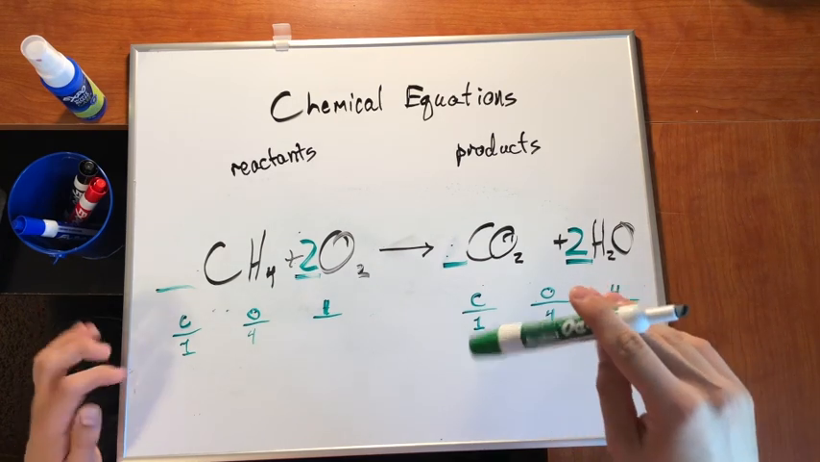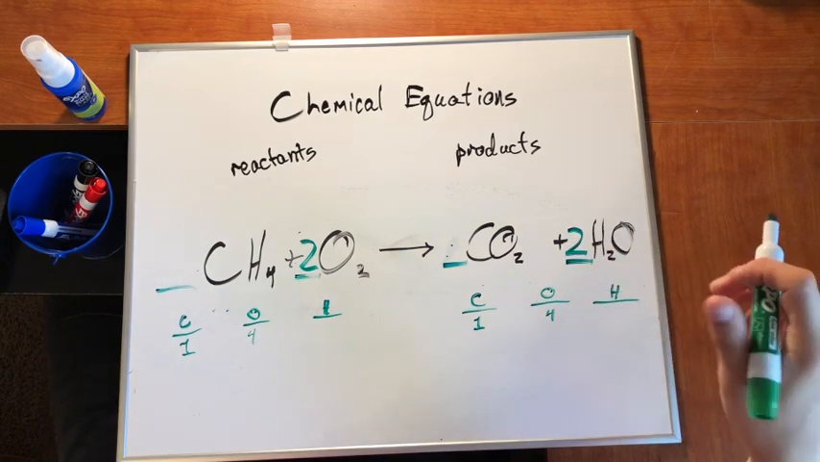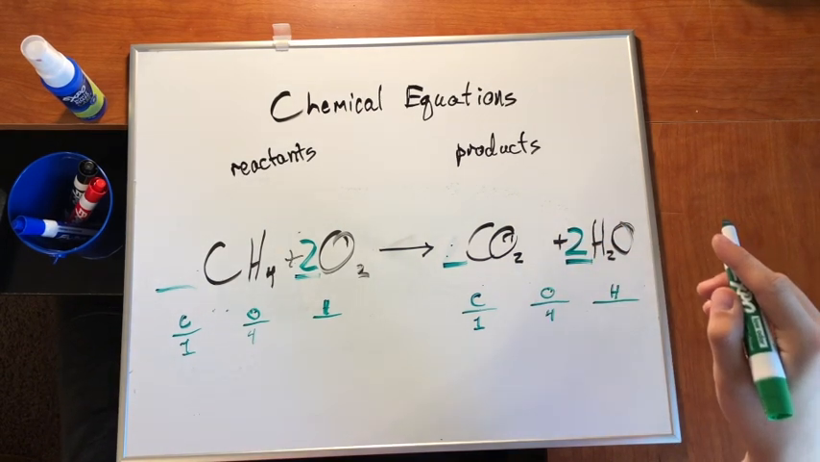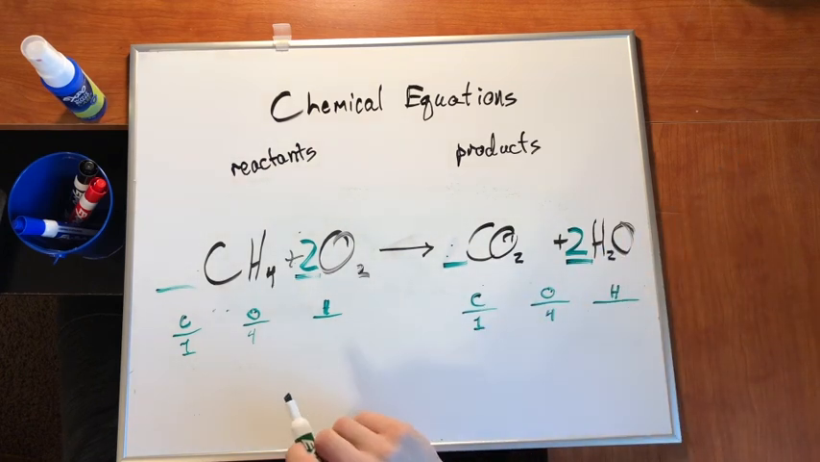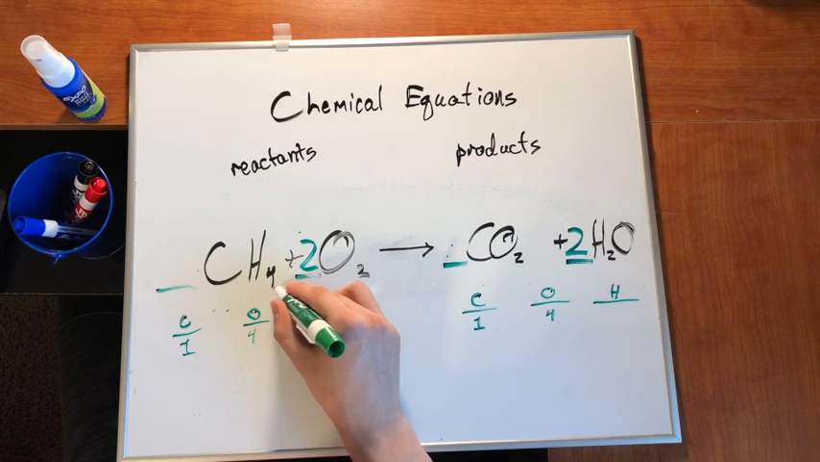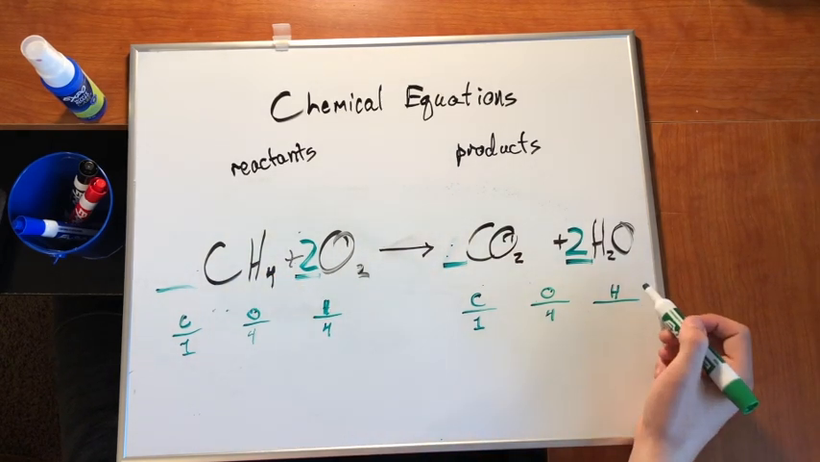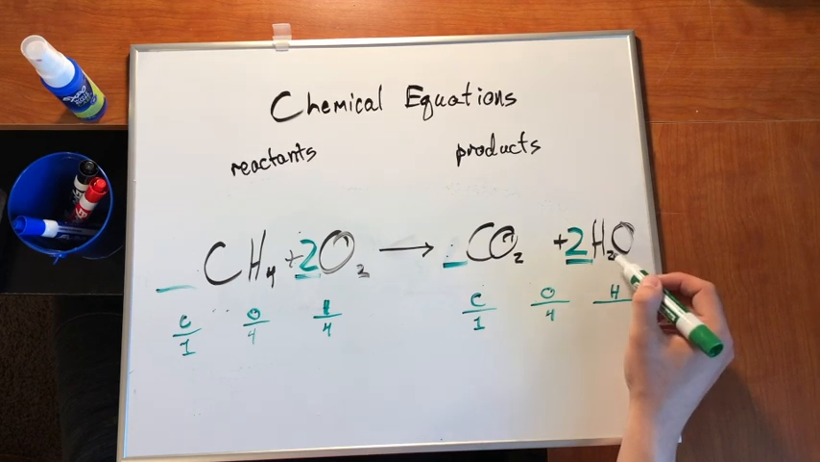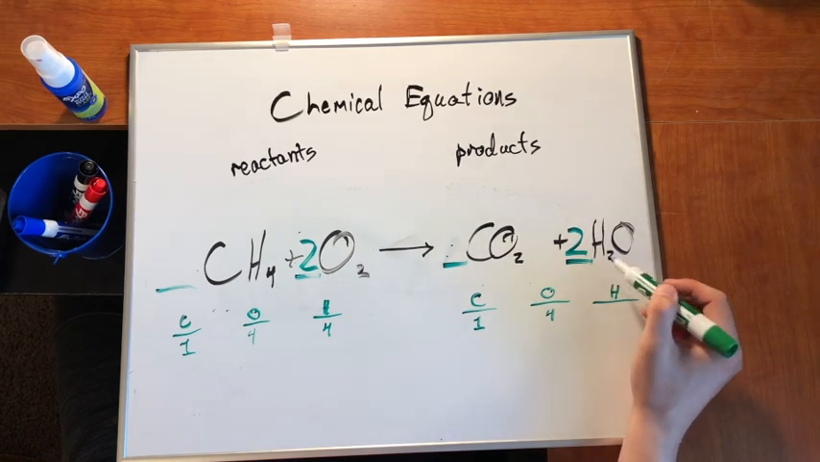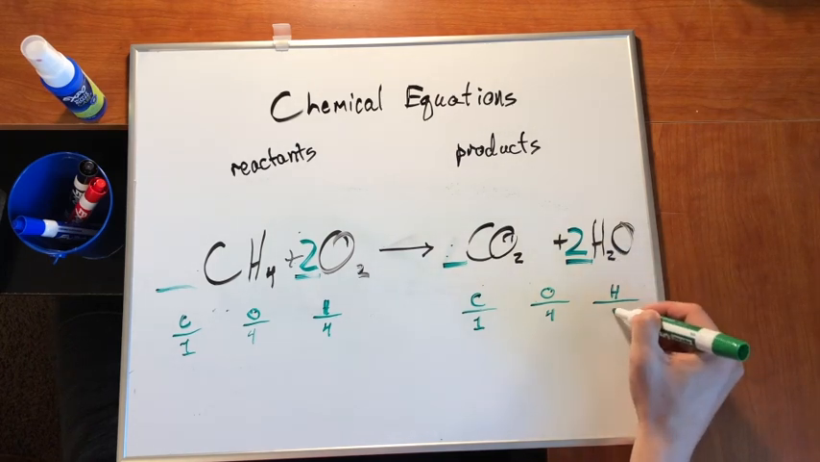Okay, so I've got my carbons balanced, I've got my oxygens balanced, so now let's try our hydrogens. Let's take a look at what we have here. Actually, this might already be balanced. I've got 4 on this side, right? That subscript 4 tells me that I have 4 hydrogens on my reactant side. On my product side, I actually have 4 hydrogens as well, right? Because I take 2 water molecules. Each water molecule has 2 hydrogens. So this side also has 4.